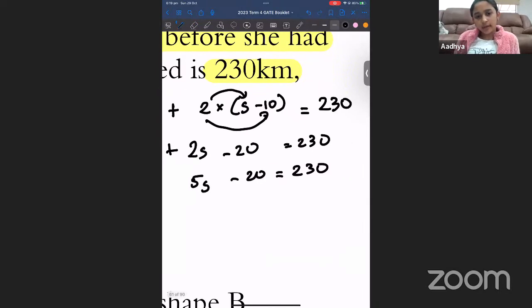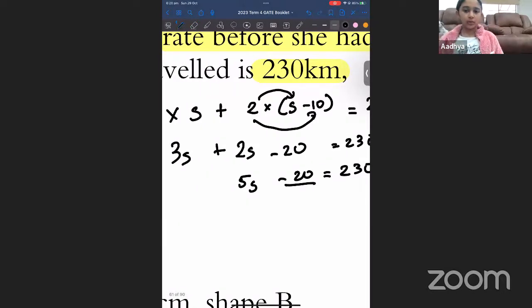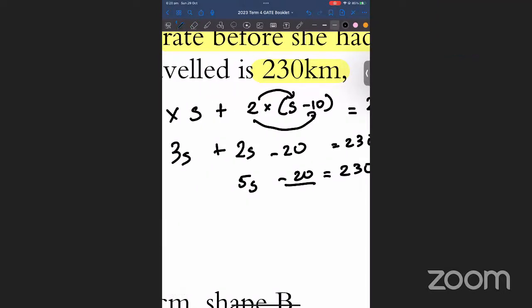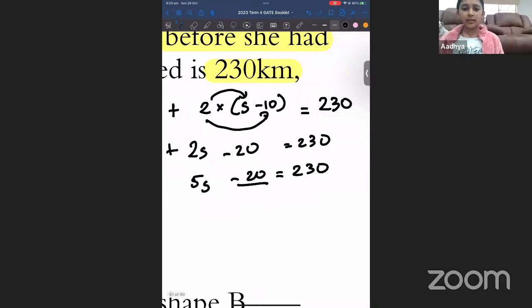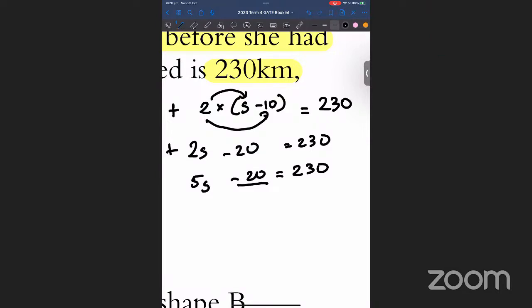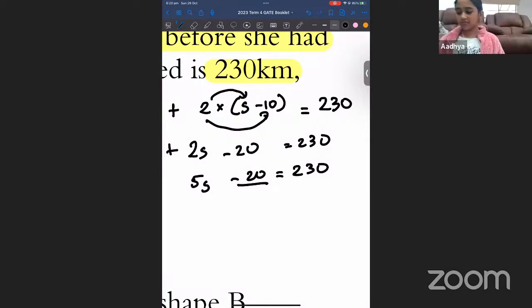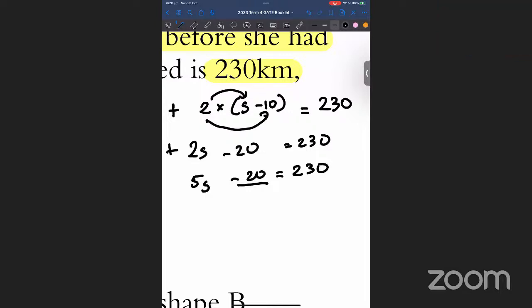If 3s, 5s, and 2s... sorry, this is not 5. This is my bad handwriting. It's 3s and 2s and -20. Why does it make a bigger number? Because we don't know what s stands for. I thought you knew. I'll show you. We're solving it. That's the whole point.